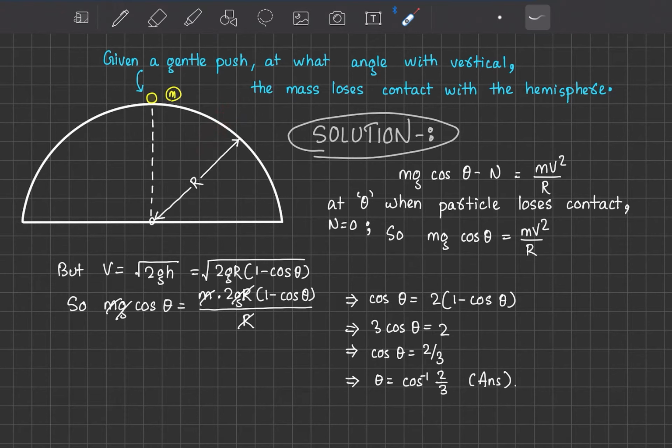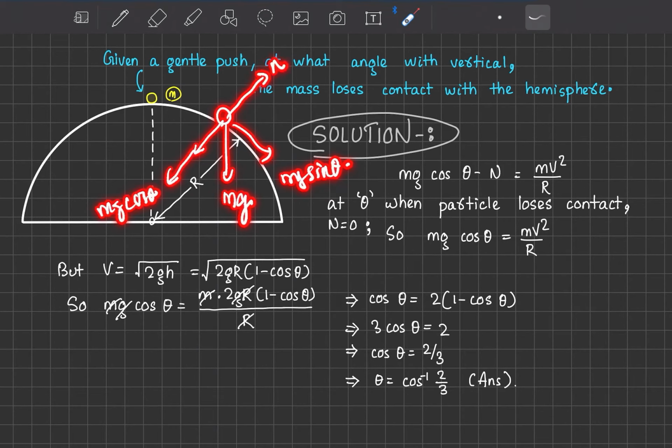In that case the normal will be 0, so it will get detached, right? So normal will be 0. Now at any random point we can write the equation. In this equation, there will be downward mg, and in this direction we will have mg cos theta, and in this direction mg sin theta, but here we won't need mg sin theta, and there will be normal reaction here.